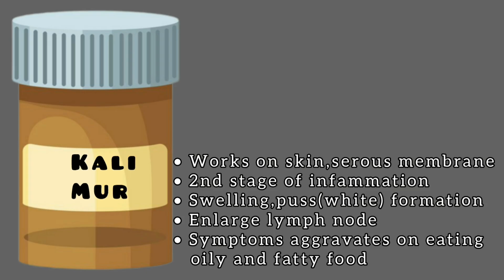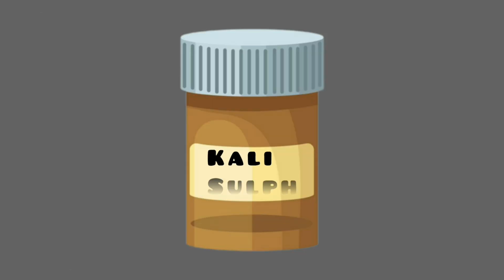Kali mur works on skin and serous membrane. It is the second stage of inflammation. It includes swelling, pus formation where the pus is of white color, and enlarged lymph nodes. Symptoms aggravate on eating oily and fatty food.